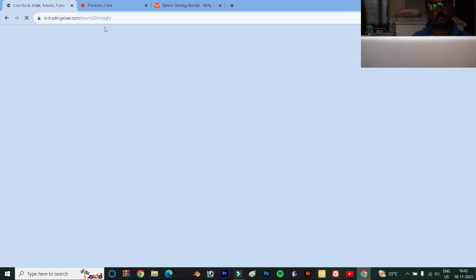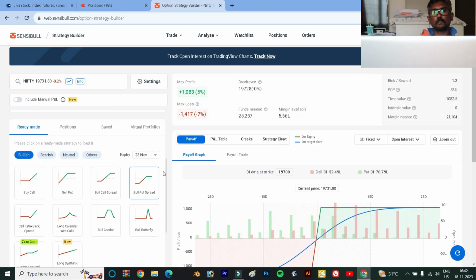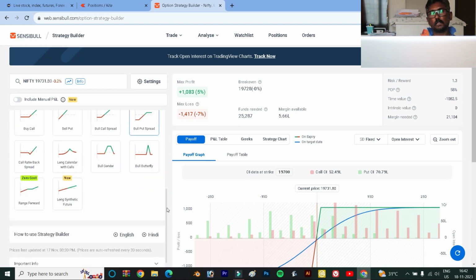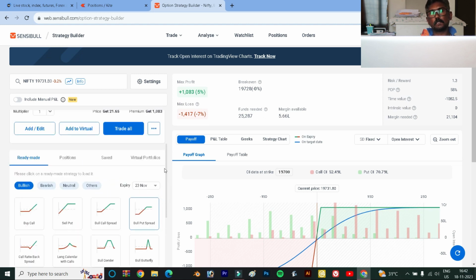Then another thing is we can buy a strangle. Like that we can buy a far OTM call option and a far OTM put option. So there will be a range. If the market is within the range, then you will get a profit in the weekly strategy. So these are the different strategies.